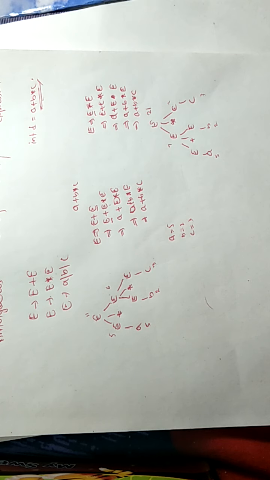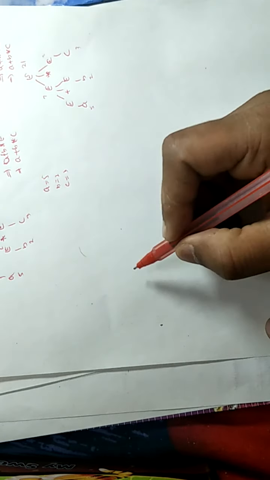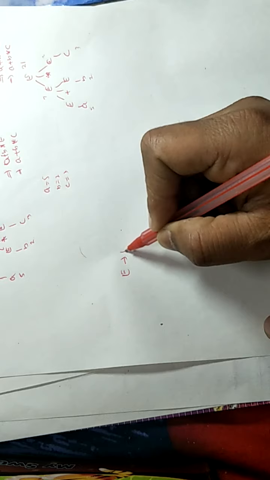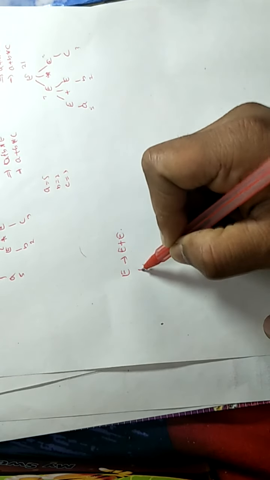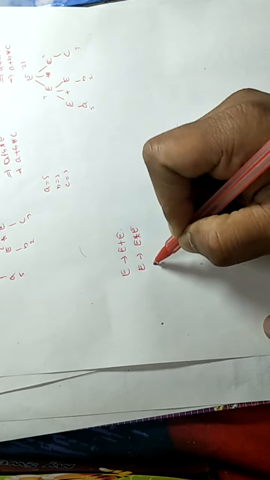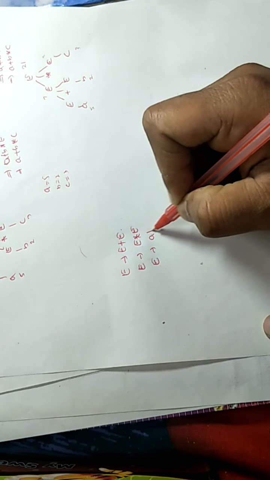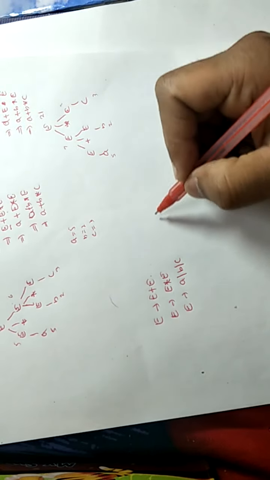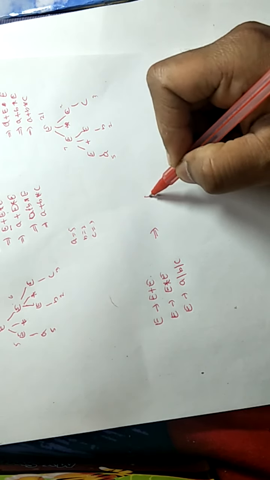A grammar must not be ambiguous for the algebraic expression. So we can change it: E tends to E plus E, E tends to E asterisk E, E tends to a slash b slash c can be changed as follows.